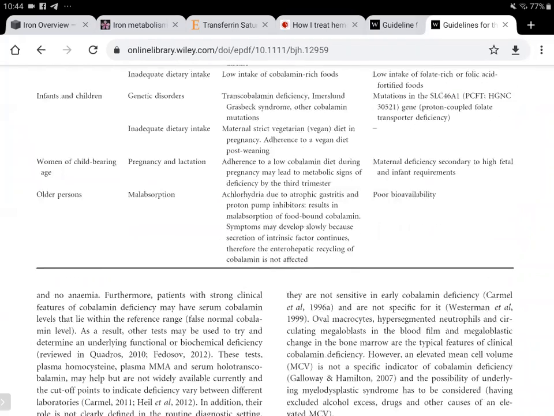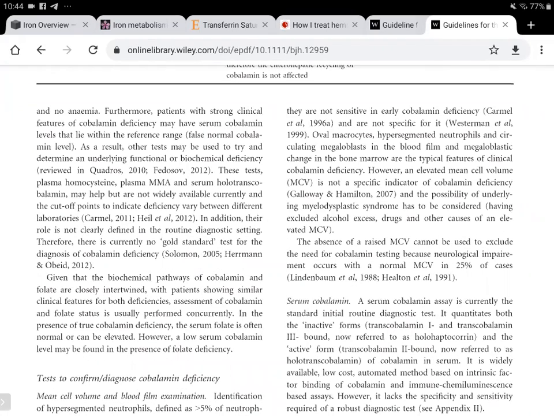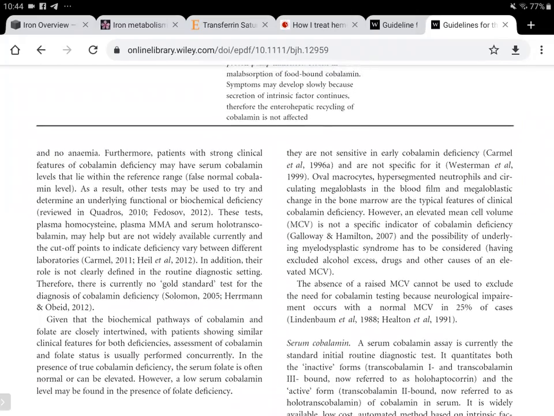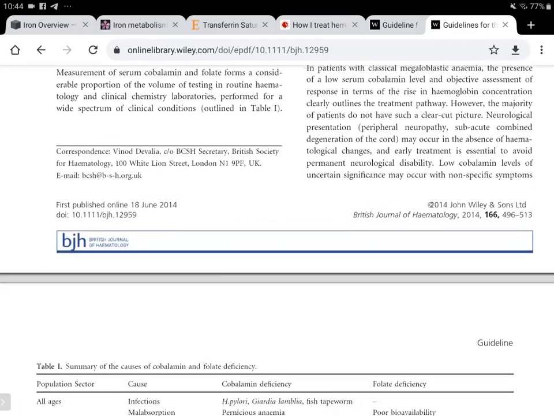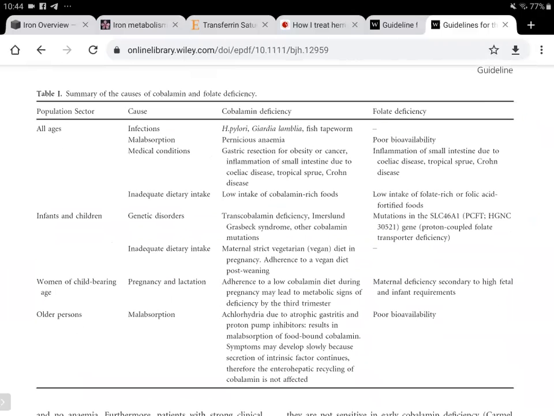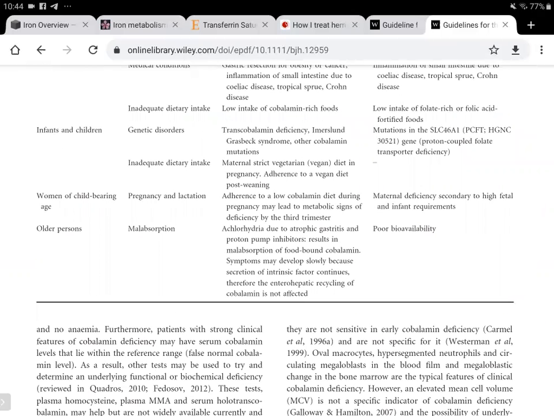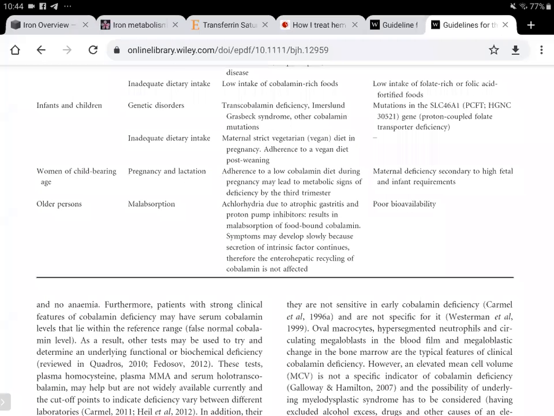We'll just go through them briefly, because they have mentioned this in the figure below. Those patients that we suspect to have low cobalamin levels may have non-specific symptoms in the beginning, and there may be no anemia, as they mentioned earlier. Furthermore, patients with strong clinical features of cobalamin deficiency may have serum cobalamin levels that lie within the reference range. That is, they may be false normal. So this is all the variability between the lab reports and the true clinical picture.